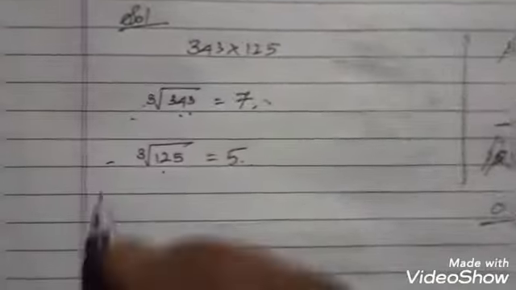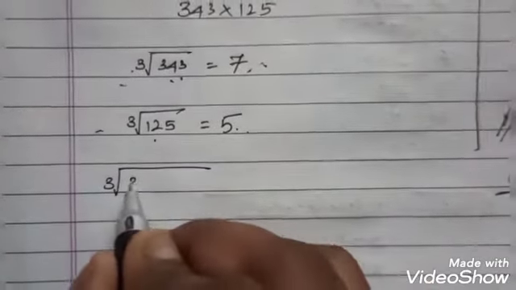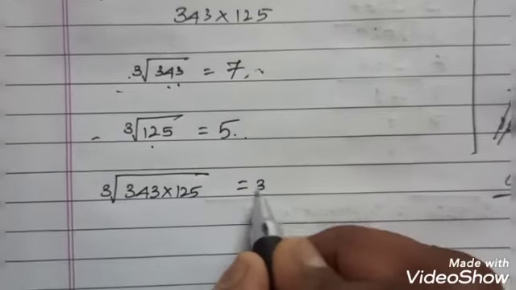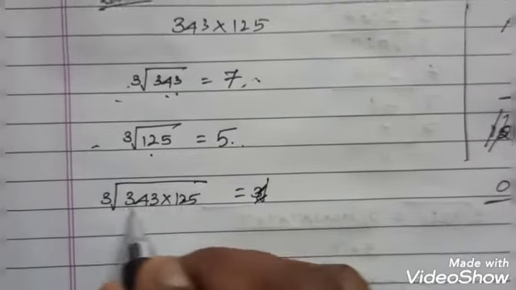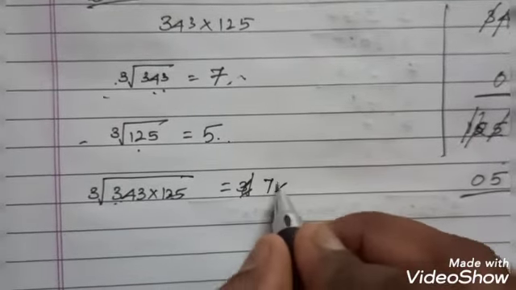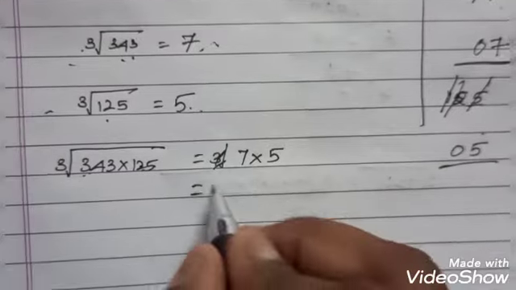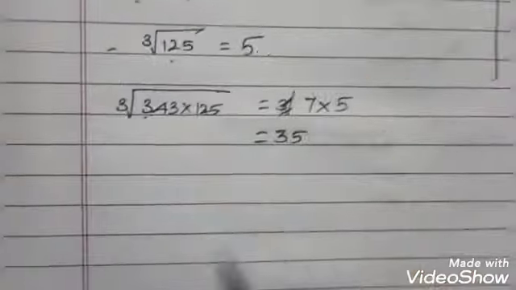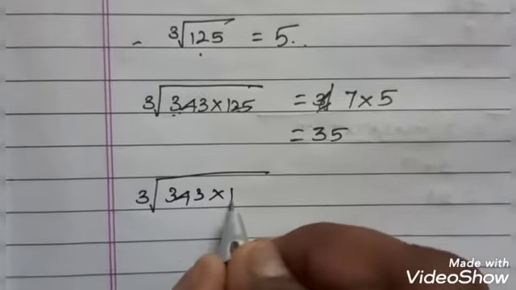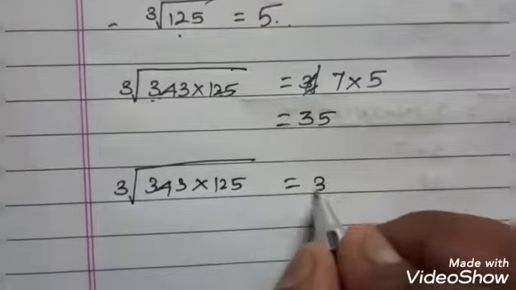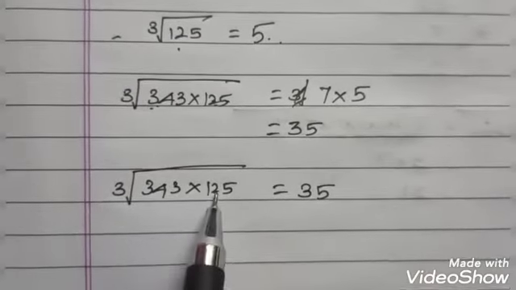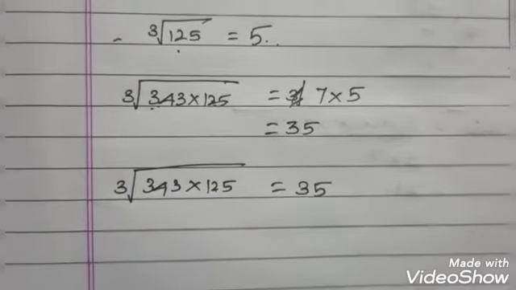So now you can take the cube root of 343 into 125, which is equal to 7 into 5. 7 5s are 35. Okay, so the cube root of 343 into 125 is equal to 35. If you have any doubt, you just multiply, take prime factorization and check it.